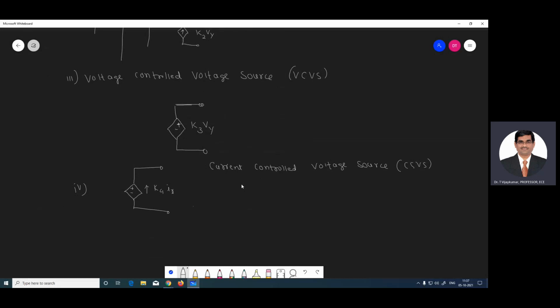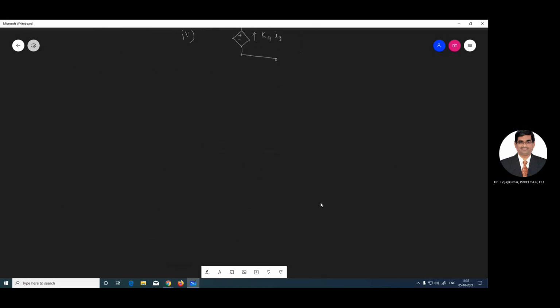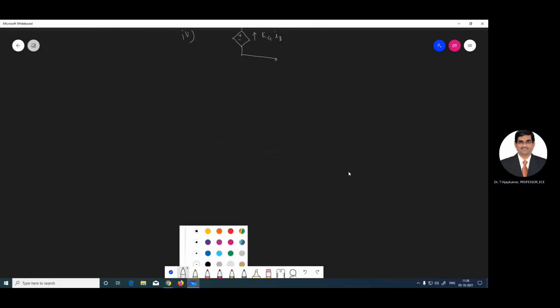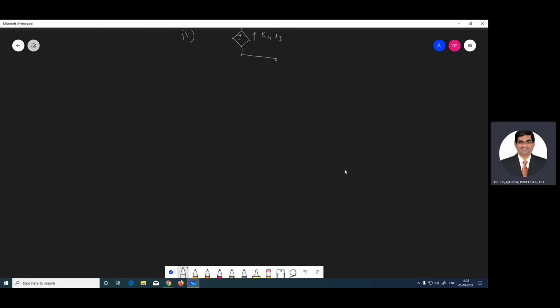Next, we will discuss what is meant by different types of classification of networks. Classification of networks. Networks can be classified as linear and non-linear networks.